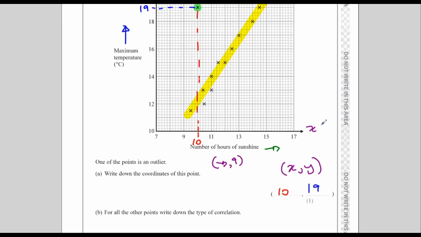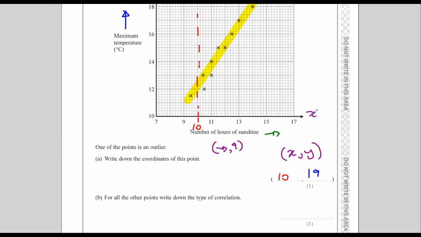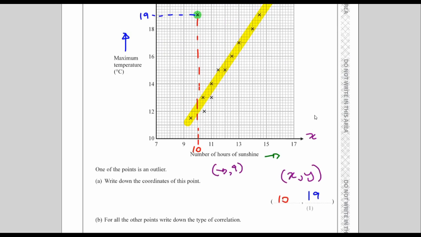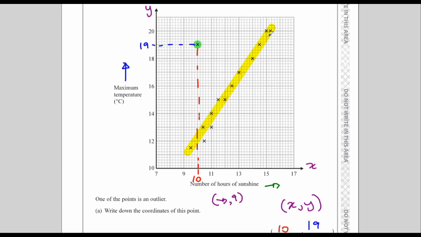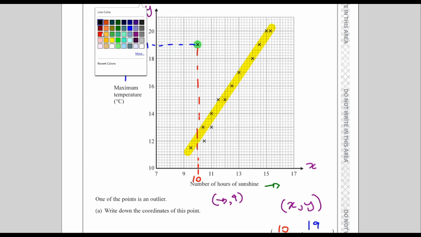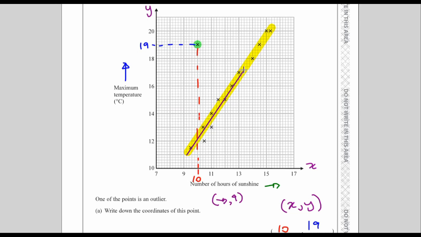Part B. For all the other points, write down the type of correlation. Okay, well, I've kind of drawn the line on. What you would actually do in your exam is get your ruler and you'd be drawing a nice straight line through all the points. And this is called a line of best fit. The line that best fits with all your data. Okay, and you kind of want the same number above the line as below, and it has to go through the middle of your data.